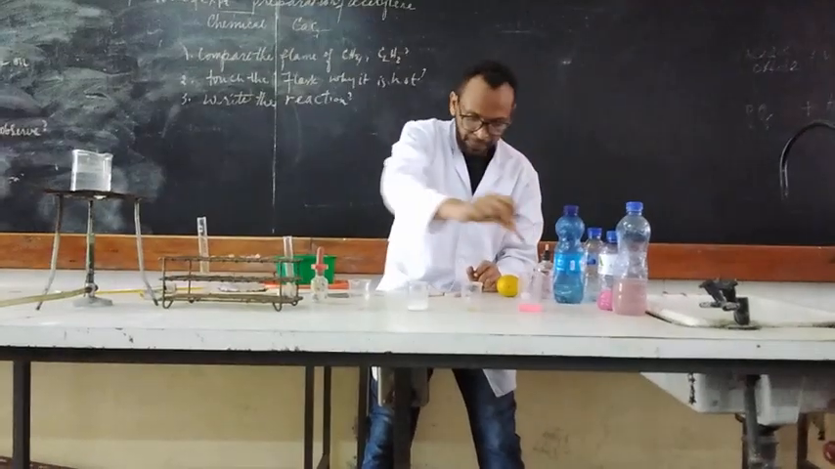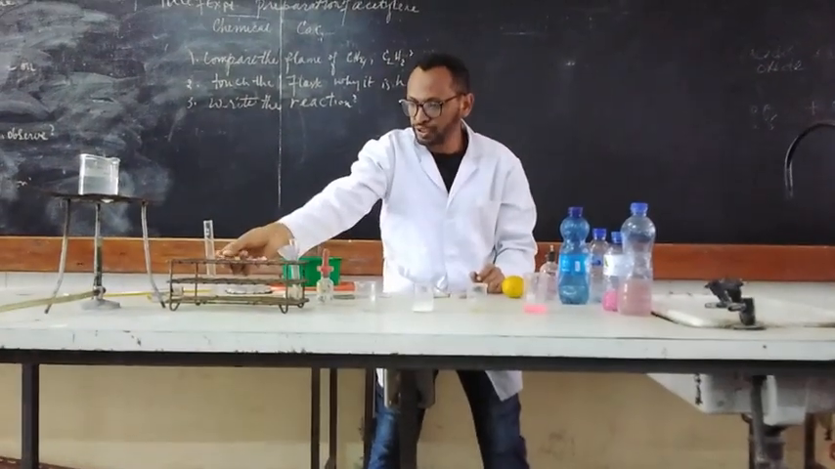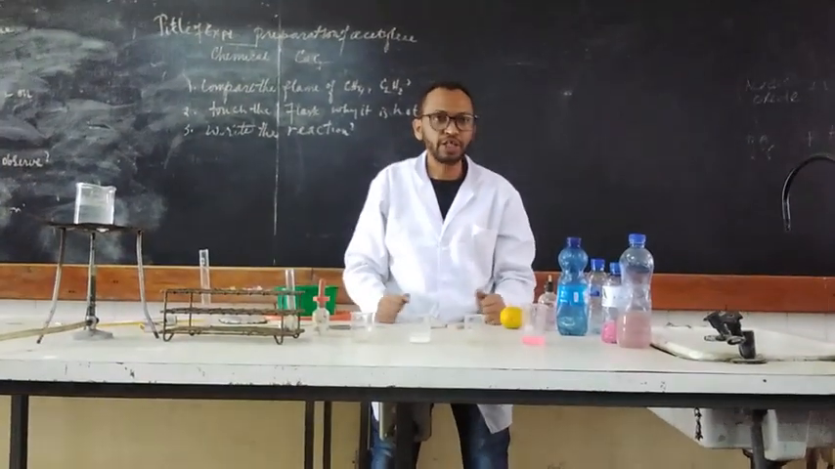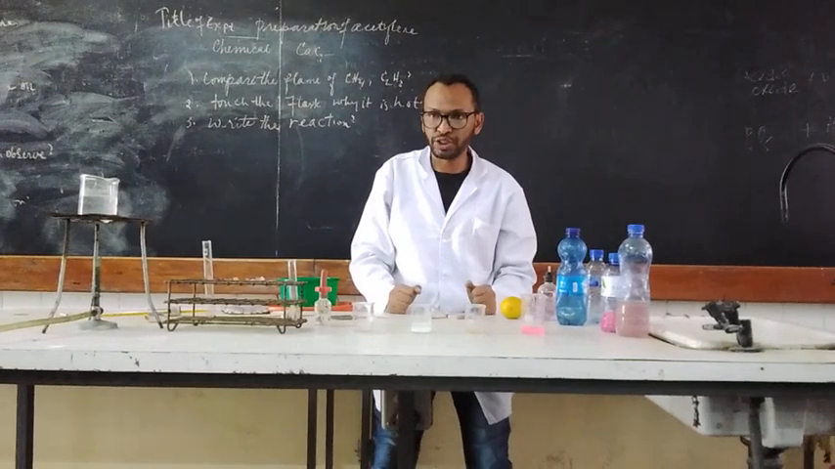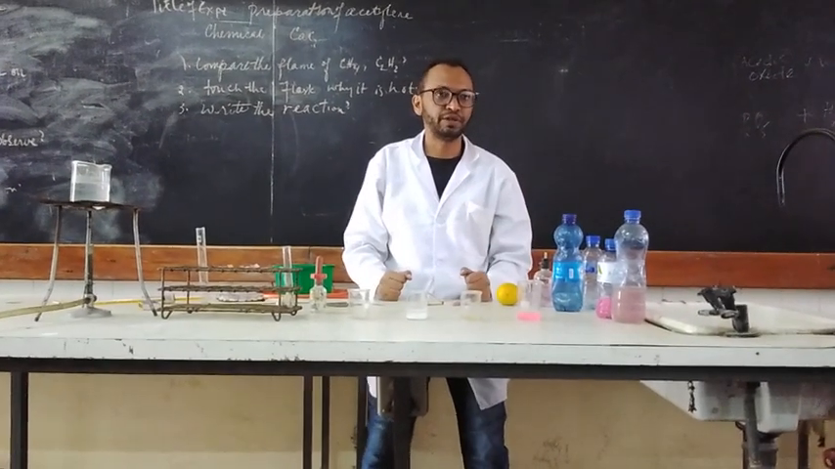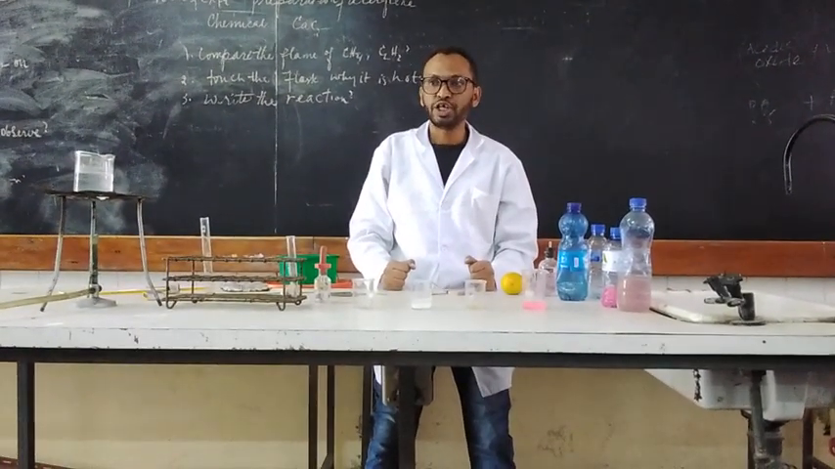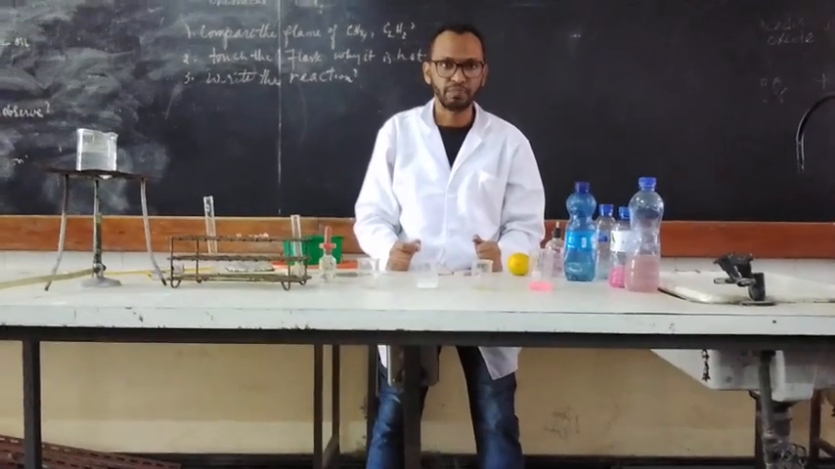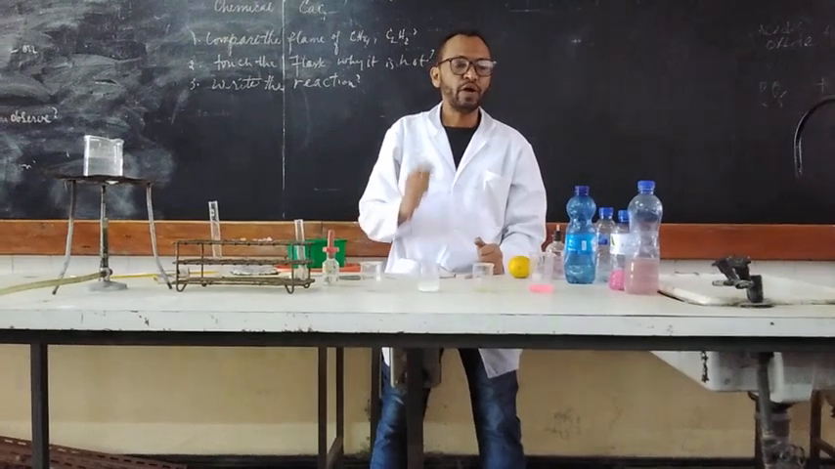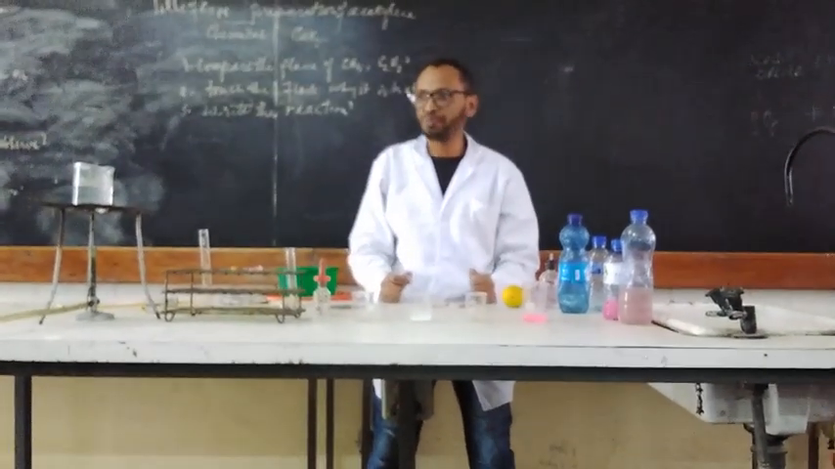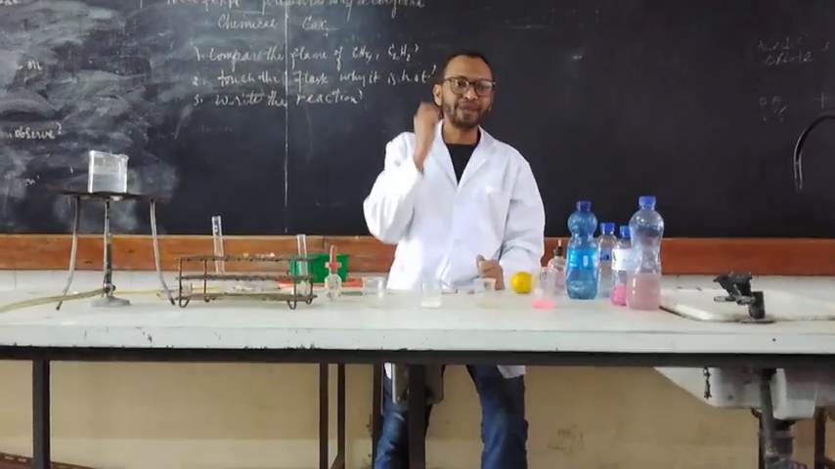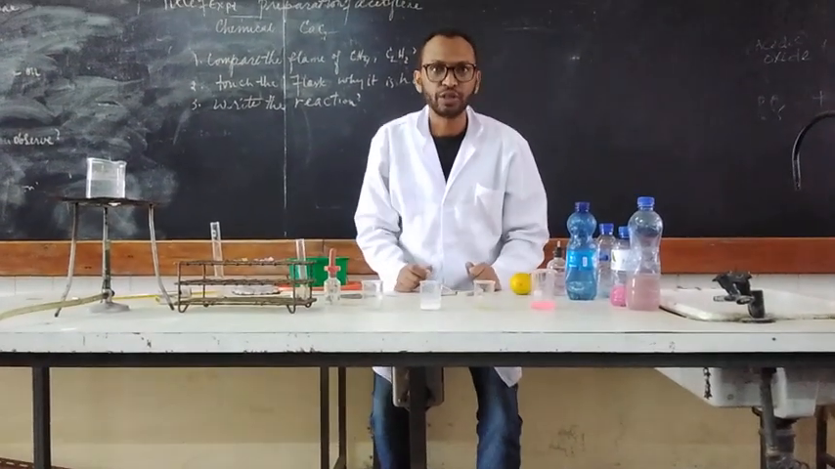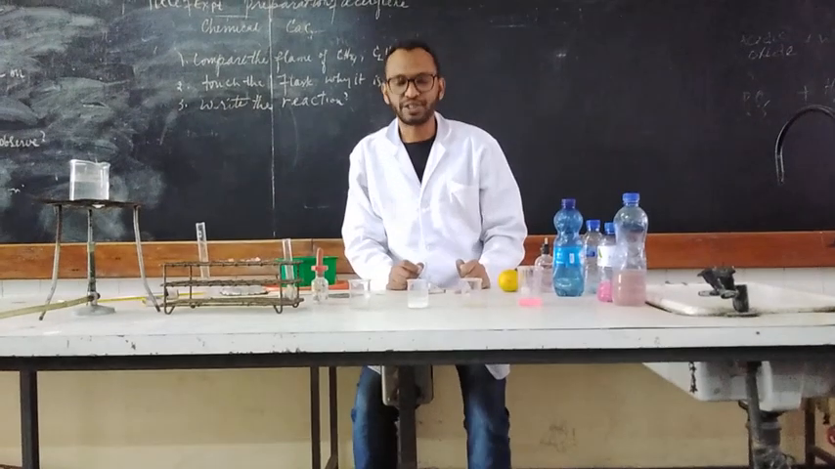So to conclude today's experiment: when we use red litmus paper in a solution, if that red litmus paper changes into blue, the solution is what? Base. And when we use blue litmus paper in a solution, when that blue litmus paper changes into red color, that solution is what? Acid.